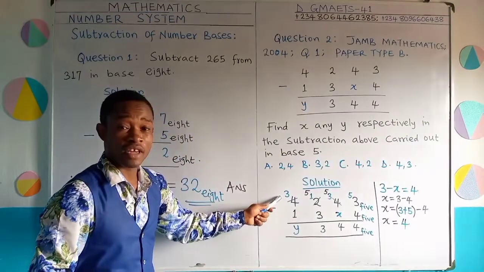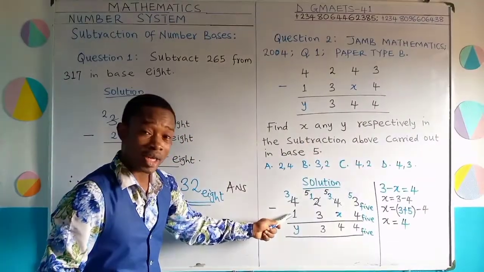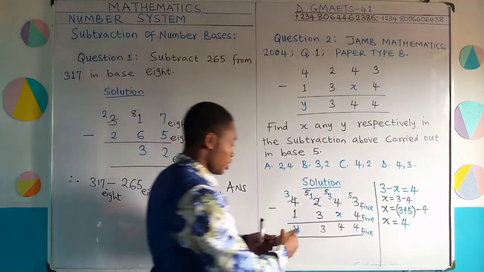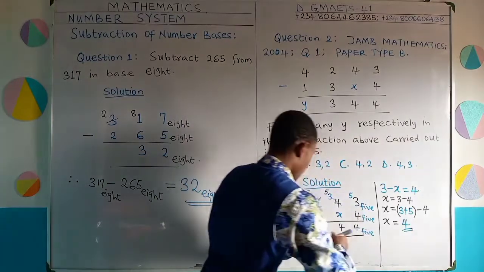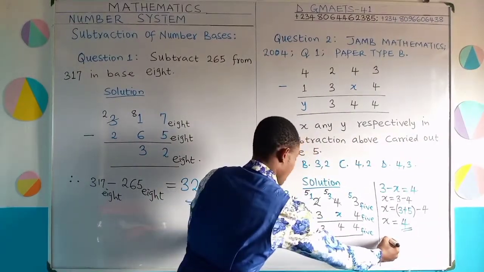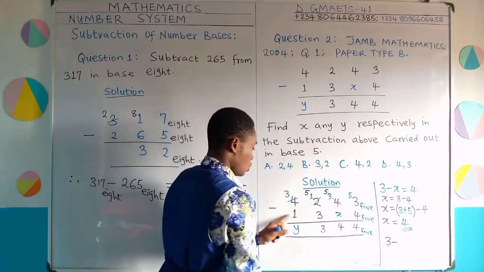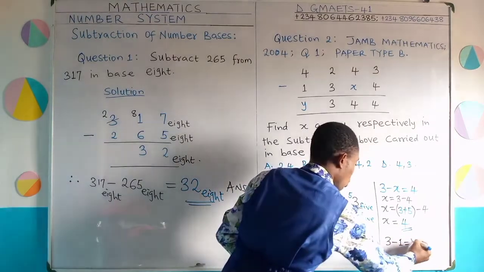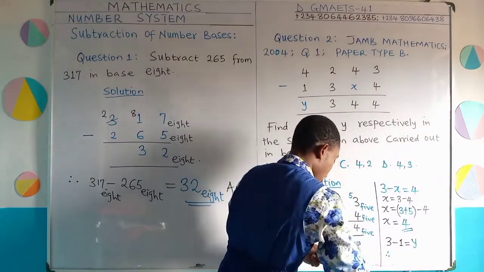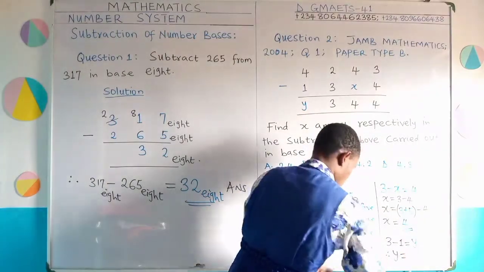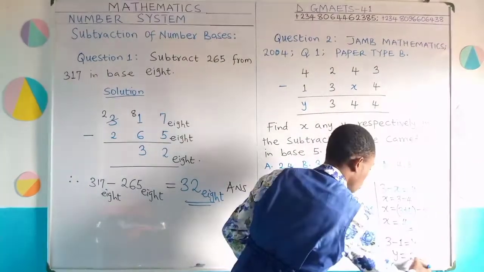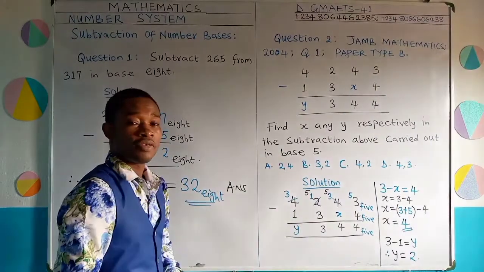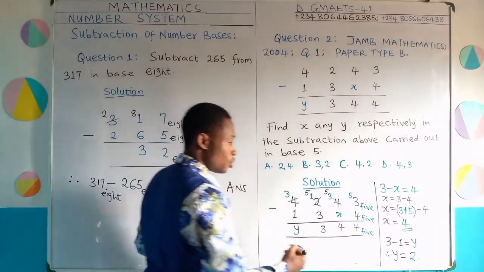Then coming here, what do you have left? 3. 3 minus 1 will give us 2. So this y is equal to 2. Let me do the calculation here. I'm done with this. Then for y, we also know that 3 minus 1 will be equal to y. Therefore, the value of y is equal to 2. So I've done the calculation. So x is 4 and y is 2.